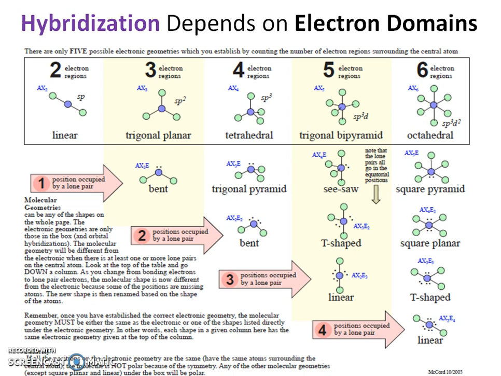So this is the other thing to think about. The hybridization depends on the electron domains. So this is why, on the worksheet that you have, linear would be sp, or I should say 2 electron domains would be sp, and 3 electron domains would be sp2. Whether it's trigonal planar or bent, it doesn't matter. If it has 3 electron domains, it's going to be sp2 no matter what. Same thing with 4, 5, and 6 electron domains.